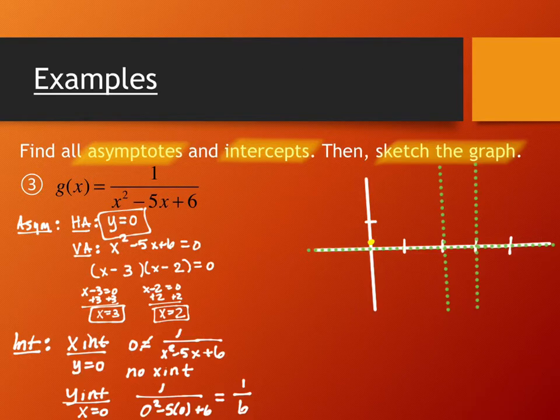So the first point plotted in the first region's enough. We need a point that happens to be between 2 and 3. I'm going to pick 2.5. And we need a point that's bigger than 3. I'm going to pick 4.